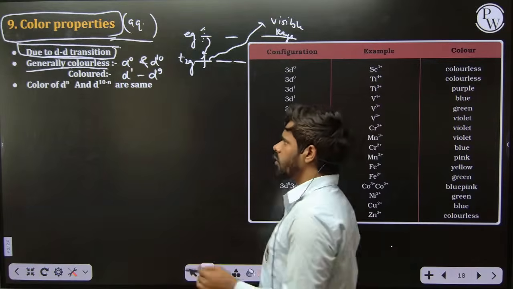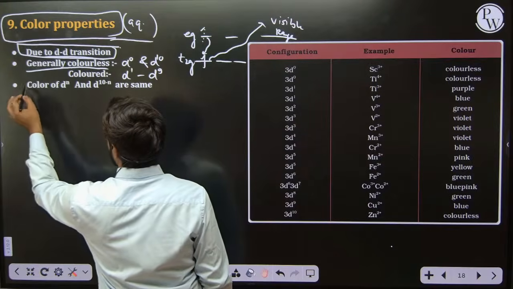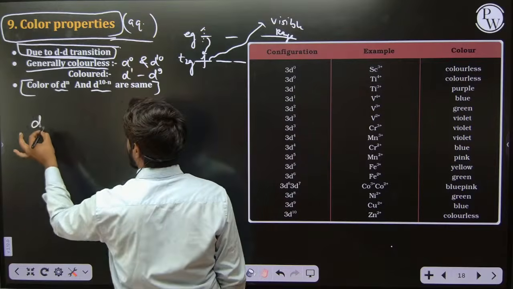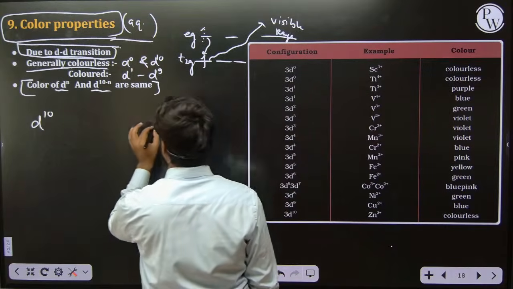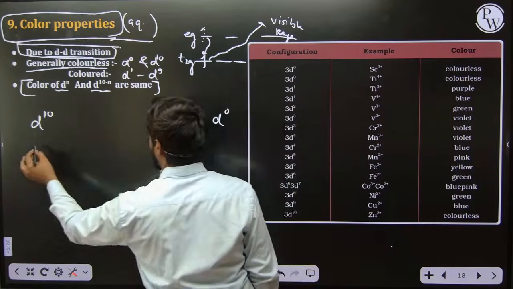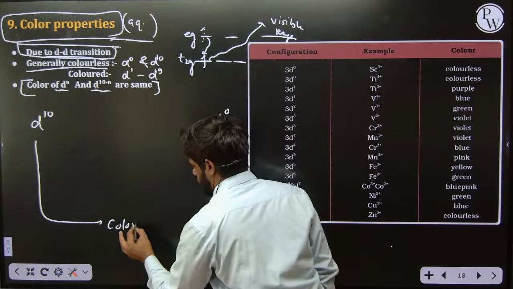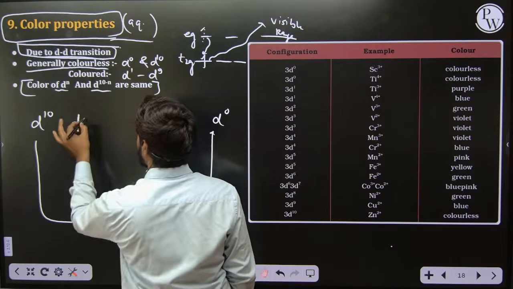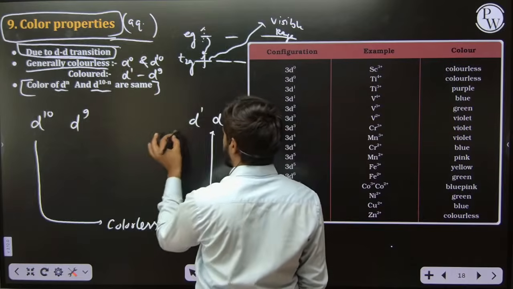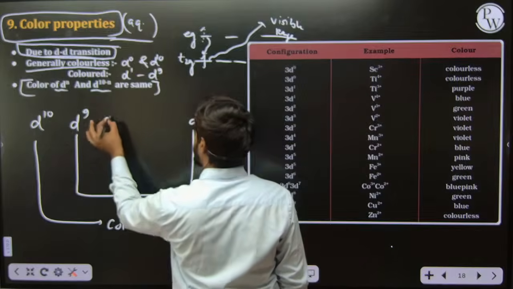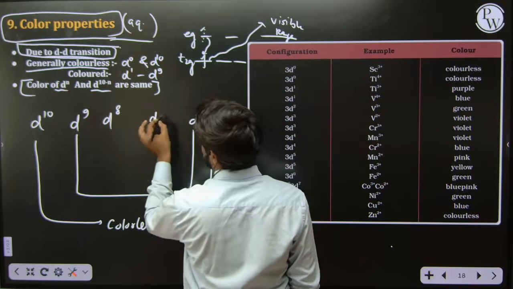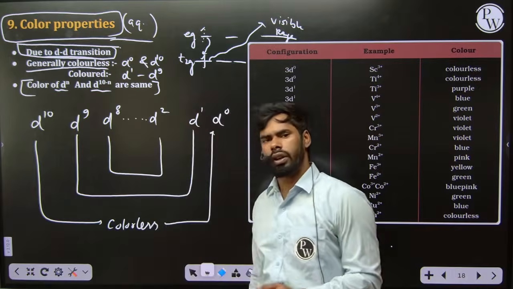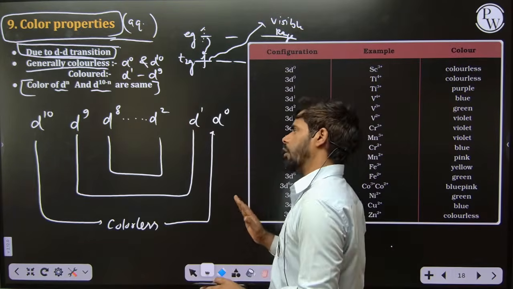Generally we can say the color of d^n and d^(10-n) is the same. For example, d10 and d0 have the same color, that is colorless. For d9 or d1, the color will be the same. For d8 and d2, the color will be the same. This is mostly followed. If it is not given in the question, we can apply this.